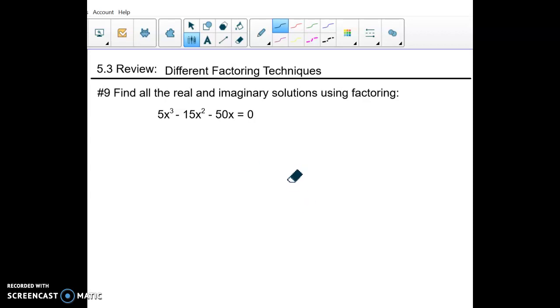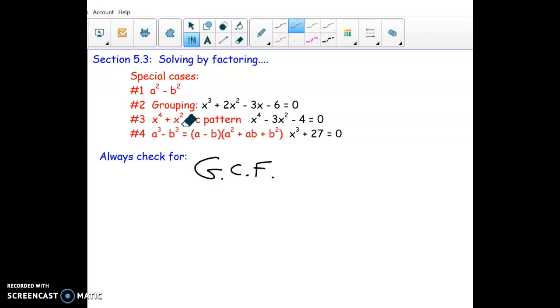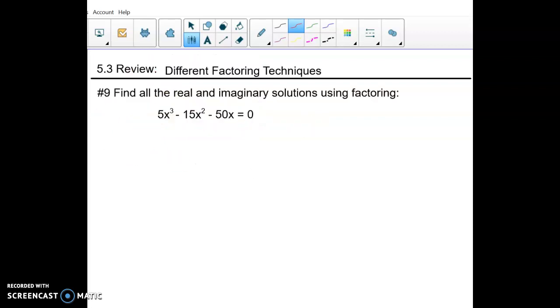All right, so find all solutions using factoring, and it's going to be different, right? So here's all the different factoring things that could come up on this test. So we're going to watch for them on these questions. All right, hopefully you had a chance to try it.